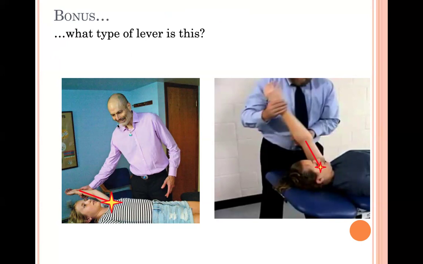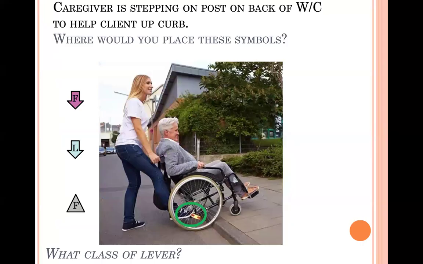Any idea of what types of levers this could be? We'll hold off on going over this and you guys can tell me during class. So then we have our caregiver is stepping on a post on back of wheelchair to help client up to the curb. Where would you place these current symbols?